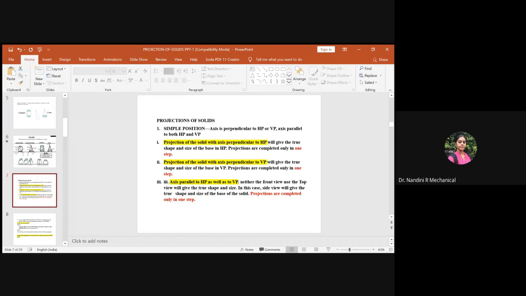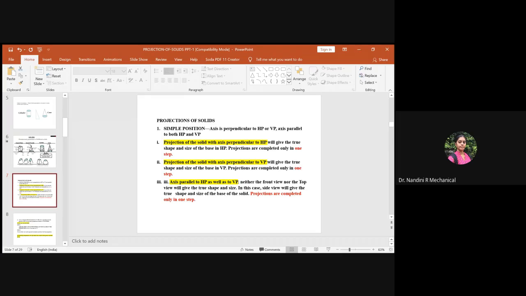Now you know how to start with the problem with respect to the given constraints. Similarly, in case of projection of solids, you should be thorough about how the position looks with respect to the given constraints. In that, you should understand a few positions. One is the simple position. We have three categories. The first is the simple position. The axis, I told you what you mean by an axis.